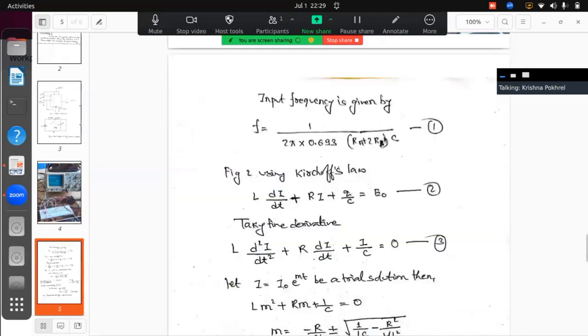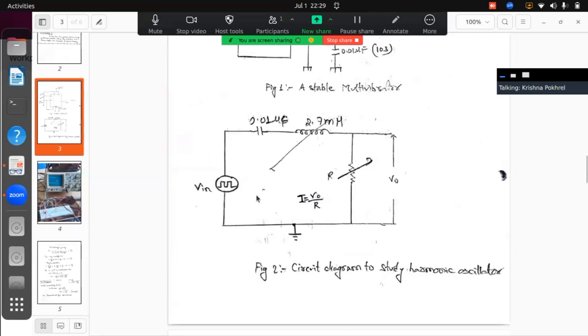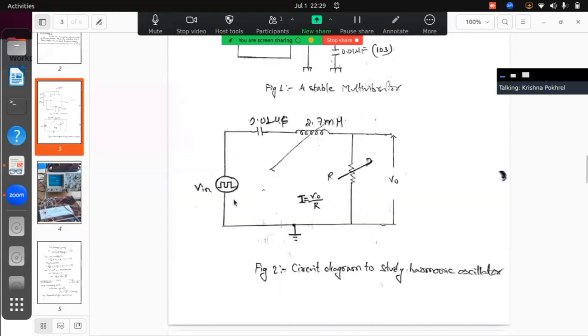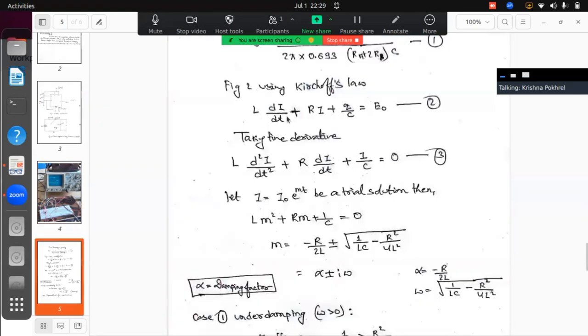Now this input frequency will be supplied to this circuit, figure number 2. And what happens is, using Kirchhoff's law, the input voltage here is E naught. That input voltage will be dropped across this capacitor, this inductor, and this resistor. The voltage dropped across this inductor is L di by dt. The voltage dropped across this resistor is V equal to IR. We know this. And the voltage dropped across the capacitor is Q by C. The sum is equal to E naught, that is the total voltage.